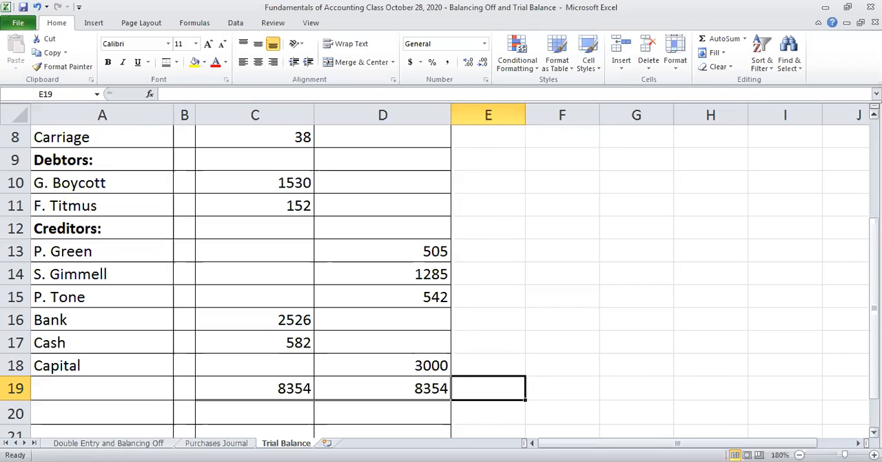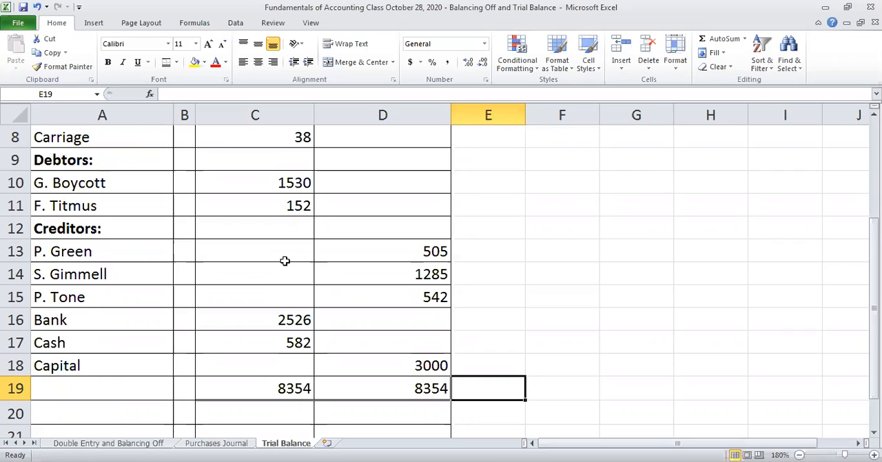All right, so for now, I'm going to introduce you to preparation of the trial balance. Any questions, folks? Sorry, my apologies. Preparation of a statement of comprehensive income, a simple income statement.